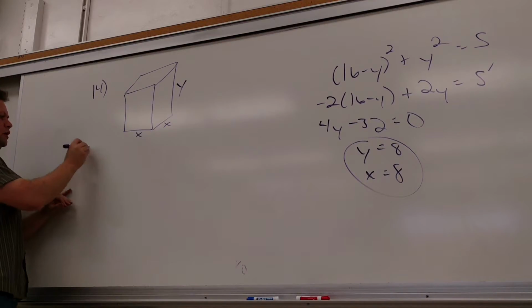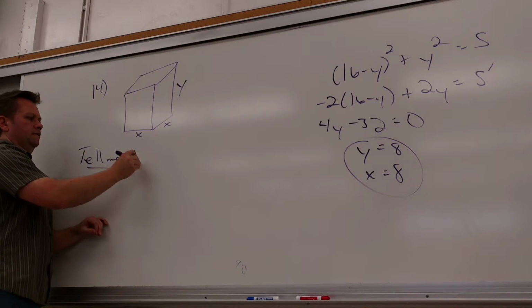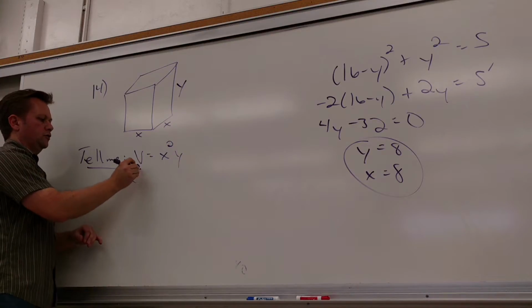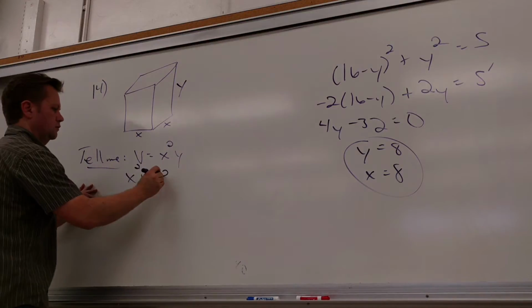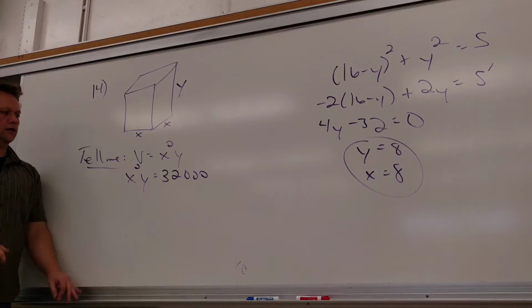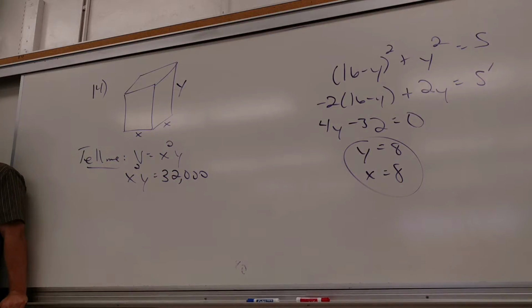So they tell me the volume. What's the volume formula? X squared y. Yeah, x squared y. You gotta love that. So x squared y equals 32,000. Alright, so that's nice. They just tell me straight up. They gotta give me some information to get going.